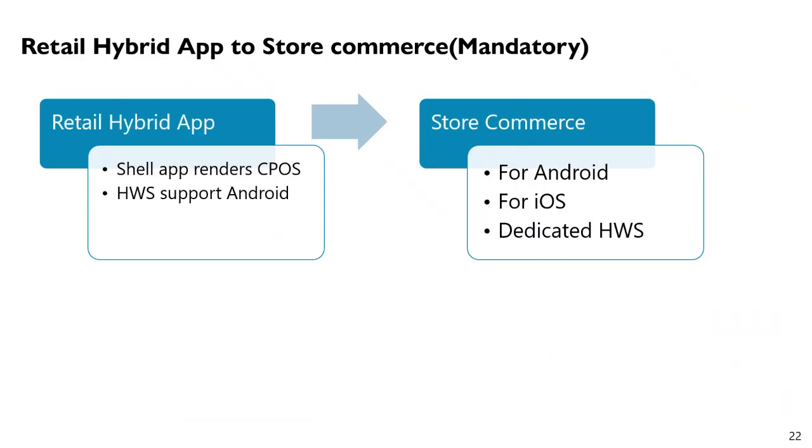Let's take a look at the second scenario for the migration. The retail hybrid app is a shell that was built by using Xamarin. Inside the shell is a web view controller that loads the CPOS, which is based on the Commerce Scale Unit URL that is specified in the settings of the app.